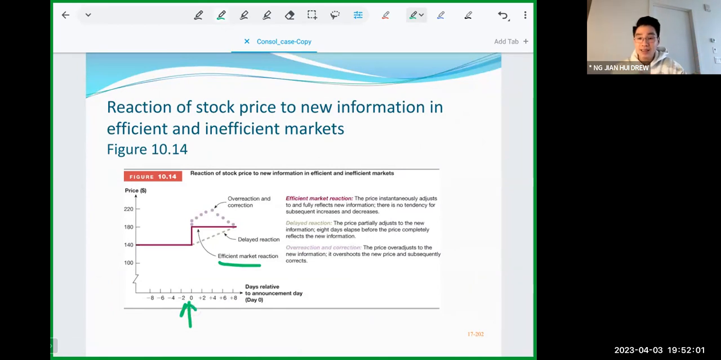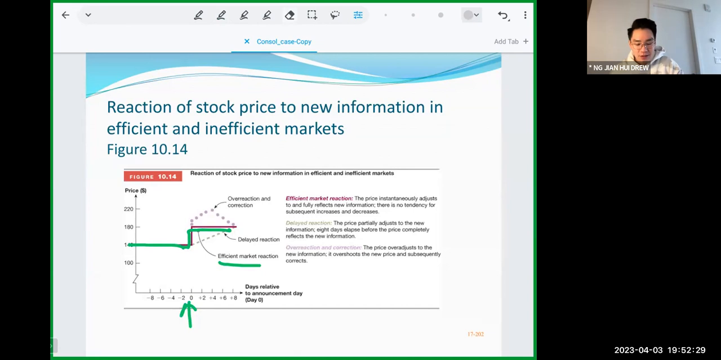If the market is efficient, what happens is that if it's good news, the stock price is supposed to immediately jump up and remain stable, right? Because it's good news, the stock price increases. Now, the problem is that we know in real life, the price of a stock doesn't just shoot up and go straight.